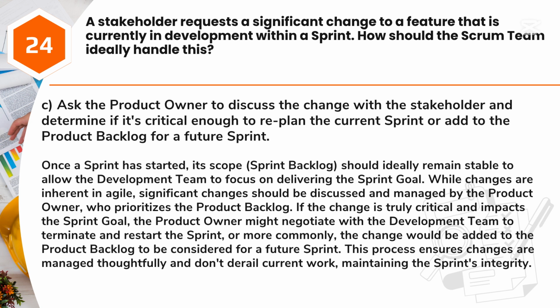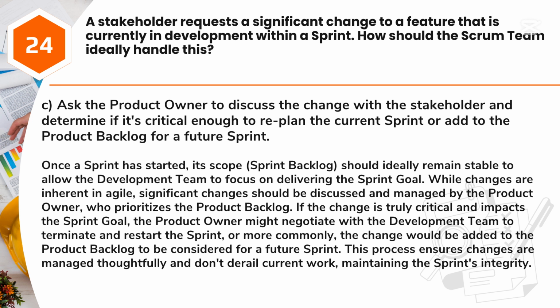Answer: C. Ask the product owner to discuss the change with the stakeholder and determine if it's critical enough to replan the current sprint or add to the product backlog for a future sprint. Once a sprint has started, its scope, the sprint backlog, should ideally remain stable to allow the development team to focus on delivering the sprint goal. While changes are inherent in Agile, significant changes should be discussed and managed by the product owner, who prioritizes the product backlog.